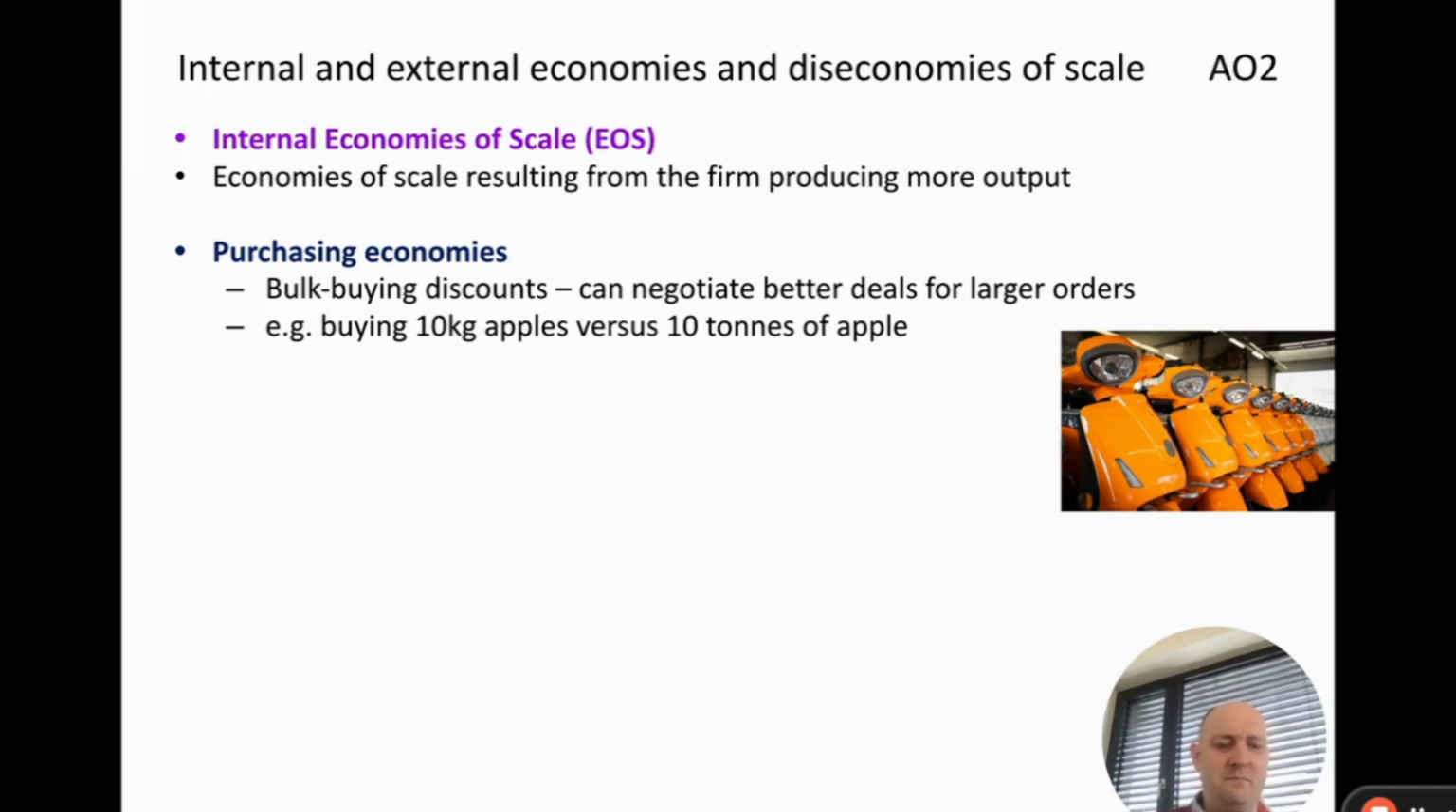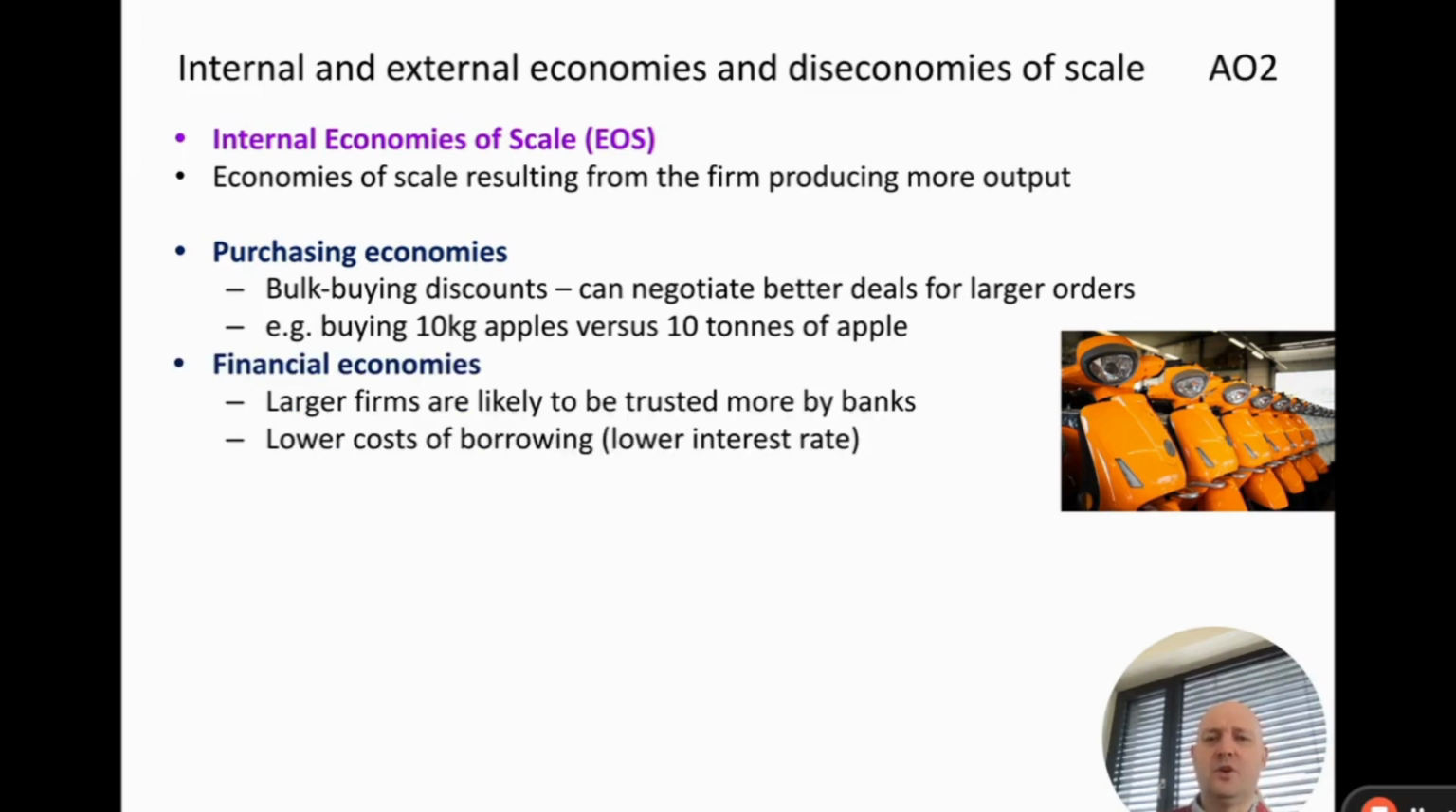If you buy the big bag of chips, you're going to pay a better price than if you buy the smaller pack. Secondly, we get financial economies. And what this basically refers to is that large firms are likely to be trusted more by banks. And so they're therefore going to have a lower cost of borrowing.